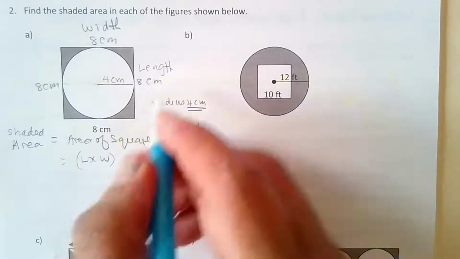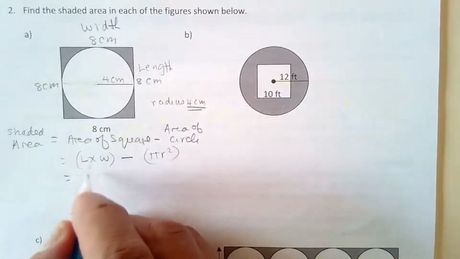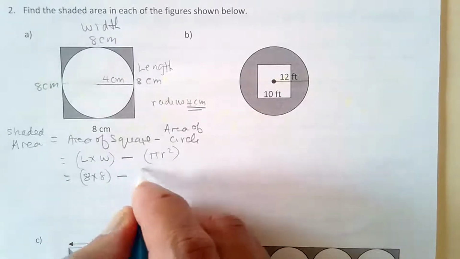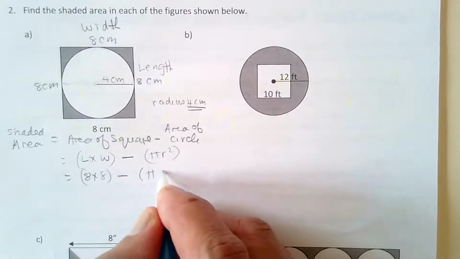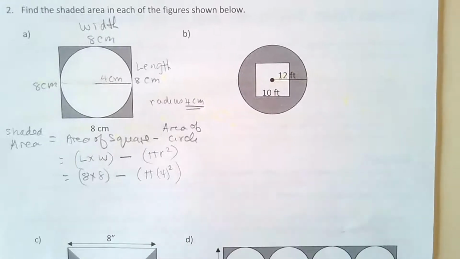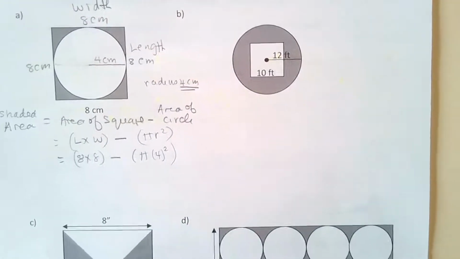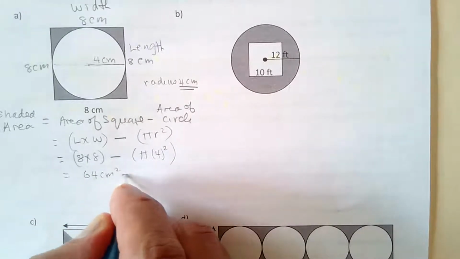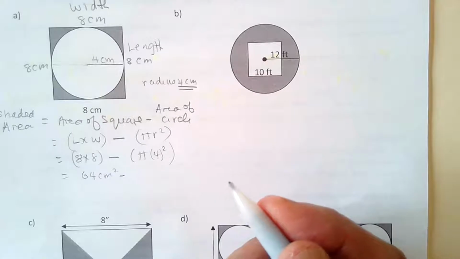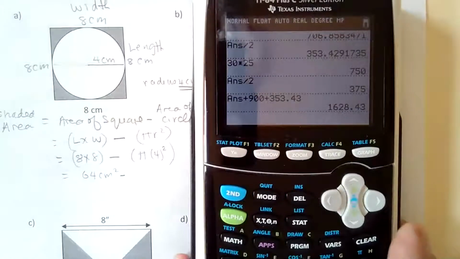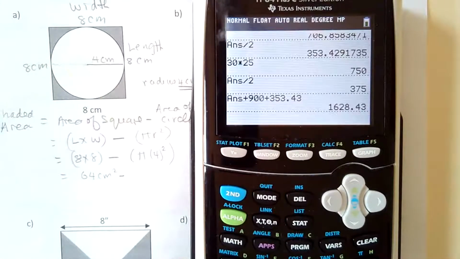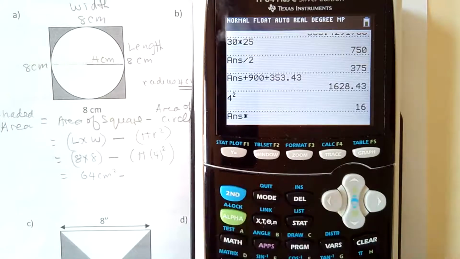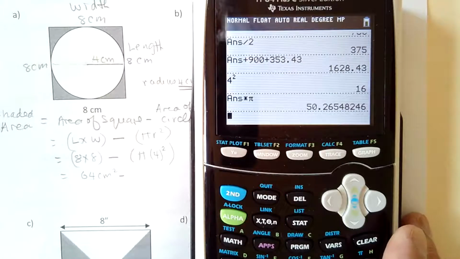So now we can substitute our values into our formula. Length times 8, so 8 times 8 minus pi times 4 squared. So 8 times 8 is 64, minus, now we need to do a little bit of calculation here, which is 4 squared times our pi, 50.27.